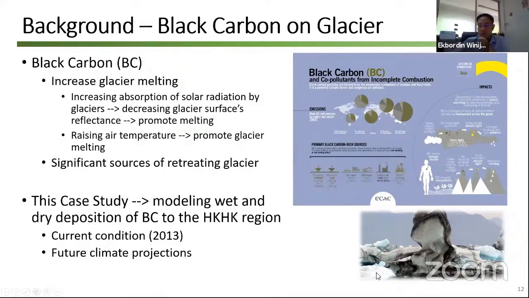In this study, we are interested in black carbon deposition on the glacier because if you look at a glacier, it is usually white. When we have incoming solar radiation, the white color of the glacier usually scatters the light, the incoming solar radiation, right? When it's scattered, the temperature of the surrounding environment is going to be cooler, so the glacier is not going to melt.